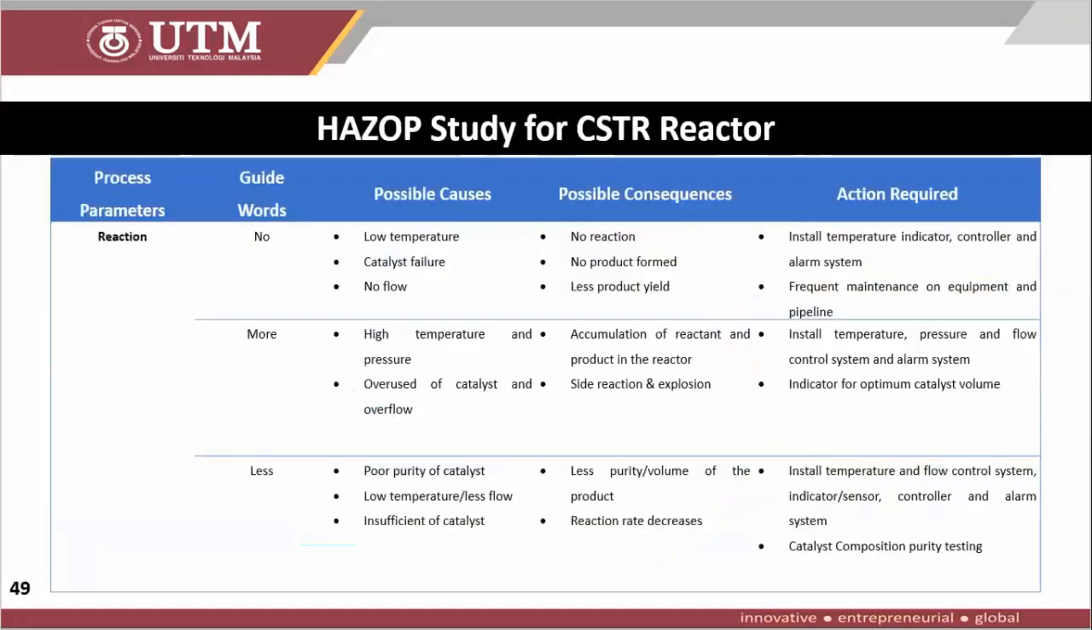Now I will explain the HAZOP study for the CSTR reactor. For the process parameter reaction, the deviation expected is no reaction due to low temperature, which leads to no reaction. The action is to install a temperature control system. For more reaction, this is due to high temperature and pressure and leads to accumulation of reactant and product in the reactor. The action required is to install a temperature and pressure control system. For less reaction, this is due to impurity of the catalyst, leading to less purity and volume of the product, and we install a temperature and flow control system.